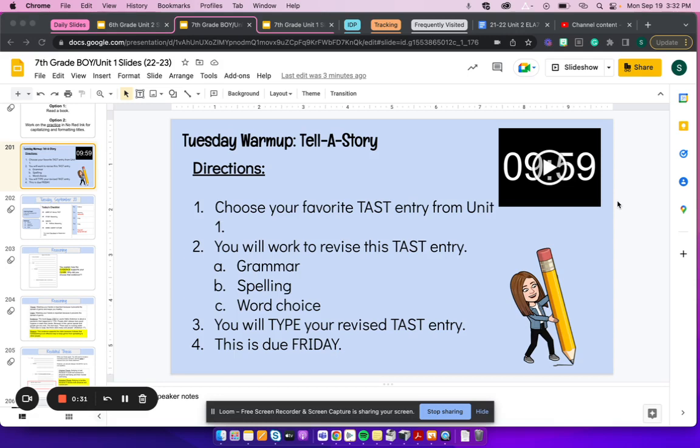Whatever your favorite one is, you are going to be working this week to revise that entry. You are revising it for grammar mistakes, for spelling mistakes, and you are working to improve your word choice to make it more detailed and more interesting. This is going to be typed. It is going to be due on Friday. For right now, you have 10 minutes to go ahead and get started to choose your favorite and to start the revising process. Again, this is due Friday for a performance grade.